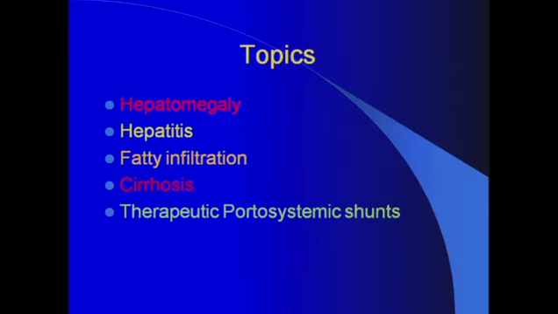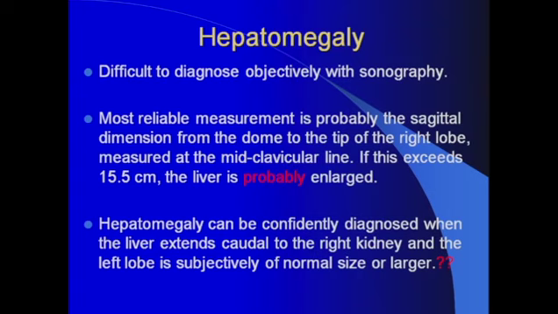Now, when we talk about diffuse liver disease, you have to discuss the following. First, we're going to talk about hepatomegaly. We're going to discuss hepatitis. We're going to talk about fatty infiltration of the liver. And most importantly, we're going to discuss the appearances of the liver in cirrhotic patients. And at the end of this topic, we're going to discuss the role of color Doppler in evaluation of therapeutic portosystemic shunts. So let's start with hepatomegaly.